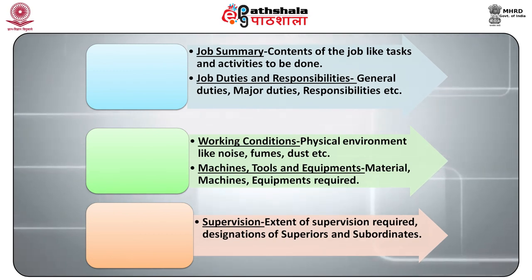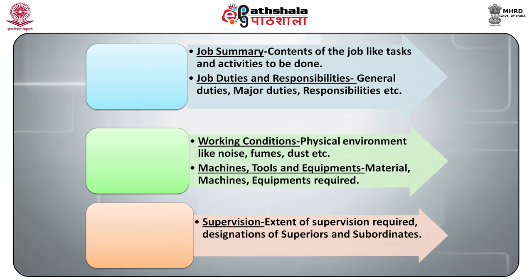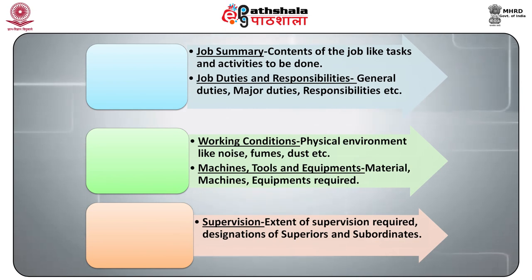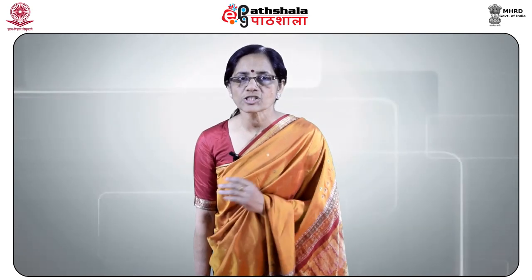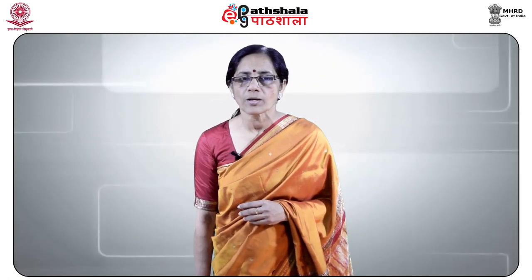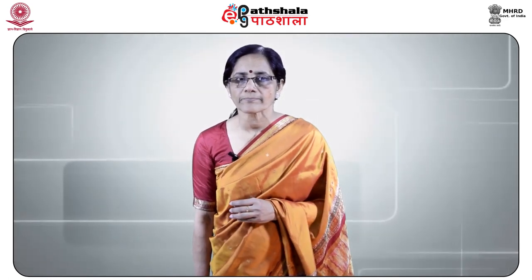The fifth, machines, tools and equipment, like material, machines, and equipment required. Sixth, supervision. This consists of the extent of supervision required, designations of superiors and subordinates. Last is relation to other jobs: jobs above and below the current job and its relation with them.